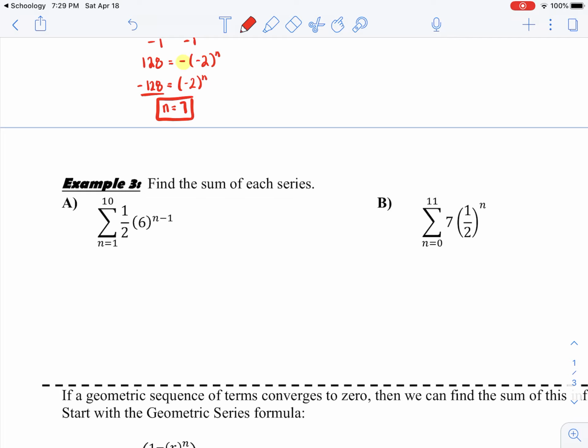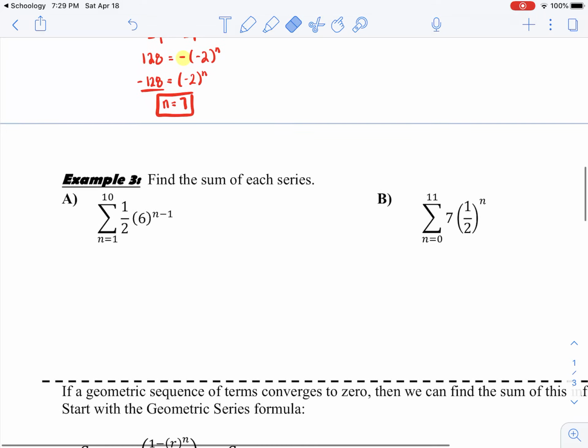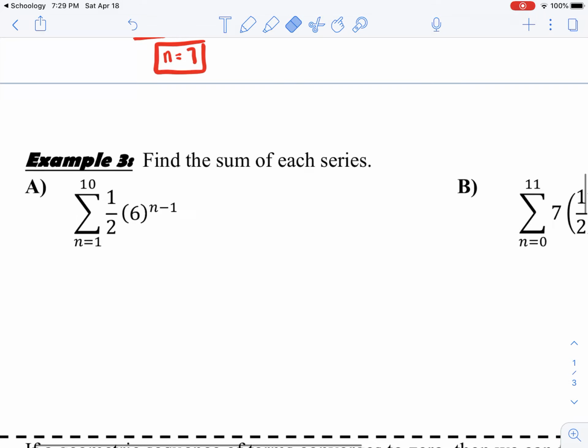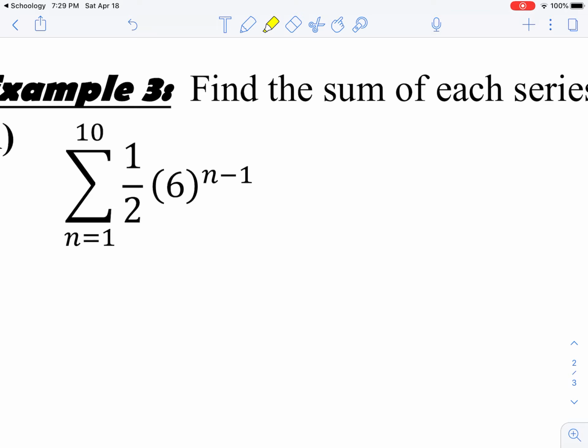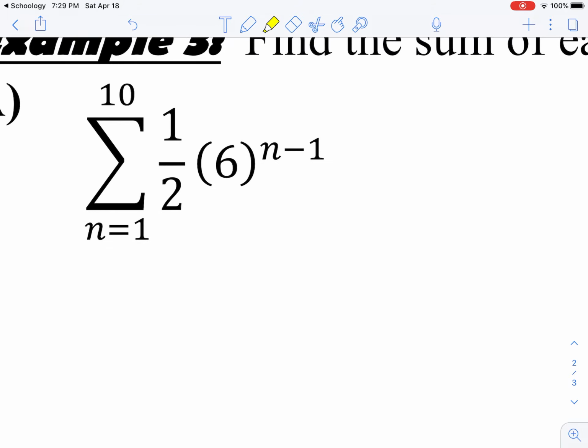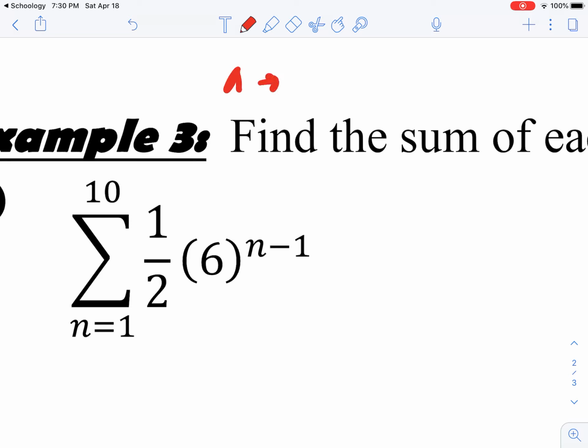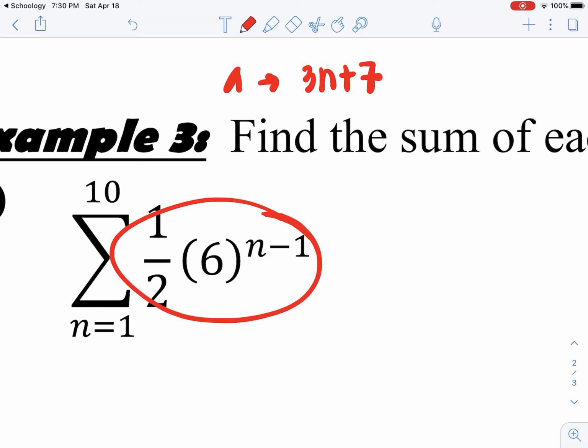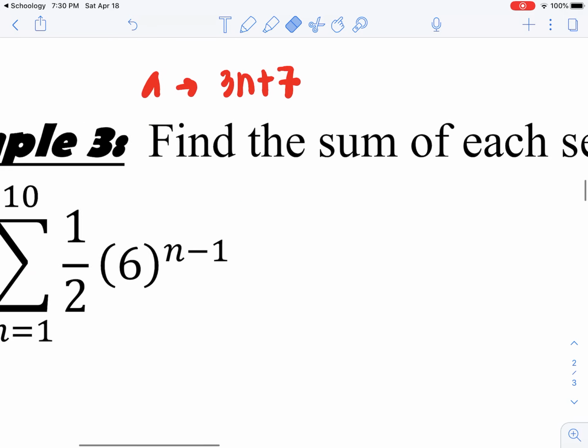If this was a 2 up here, then I'd probably plug in 1 and plug in 2, okay? But since there's 10 things I have to plug in, the first thing I say is, okay, so this is a sum. Now, is this a sum formula that's arithmetic, geometric, or neither? Remember, arithmetic looks like a line, like 3n plus 7. If it's linear, which this is not.